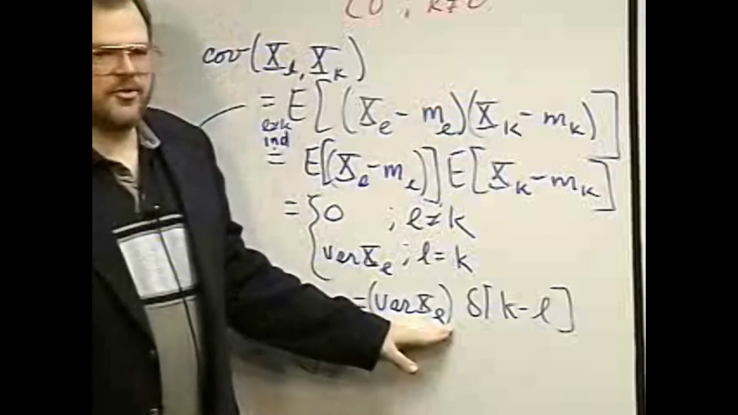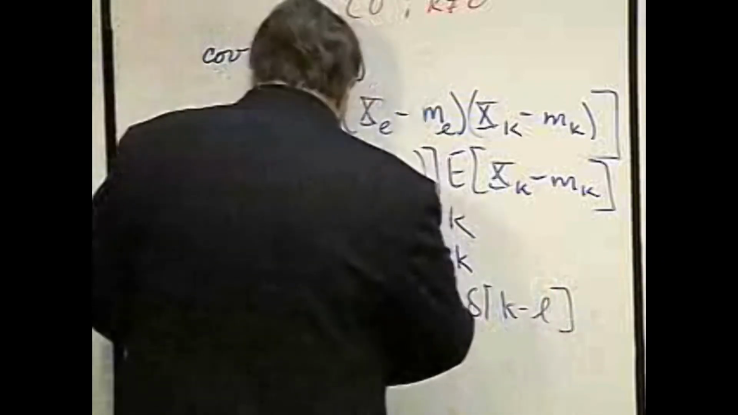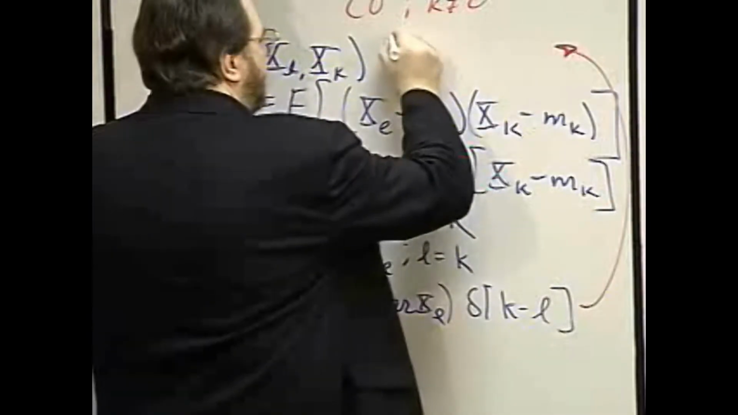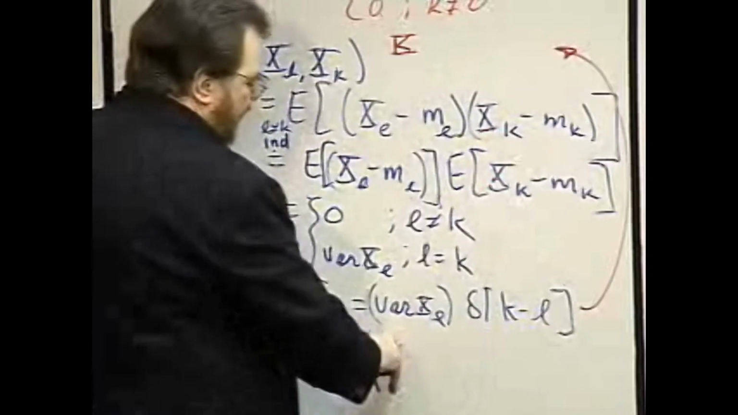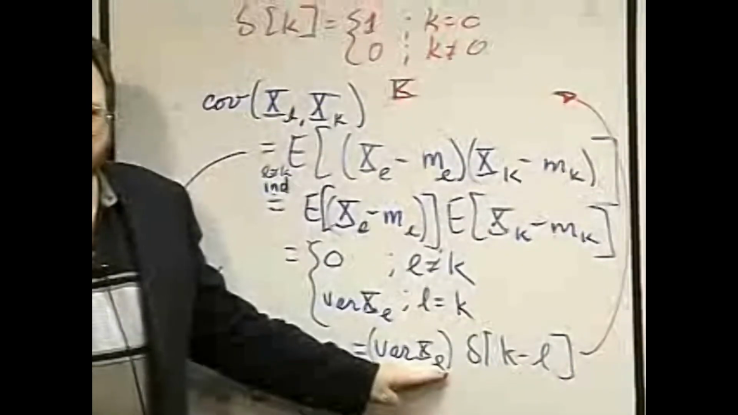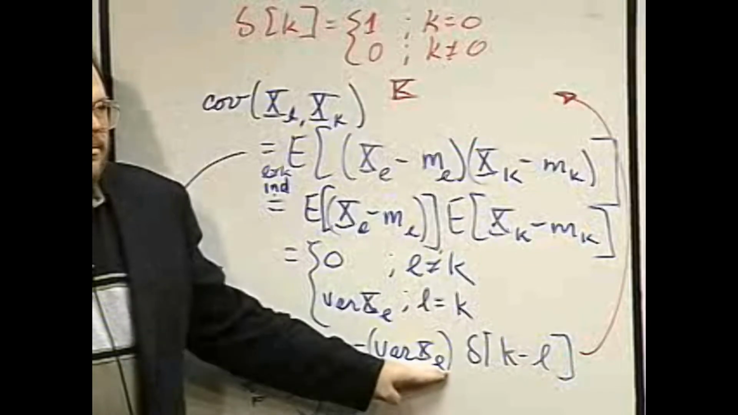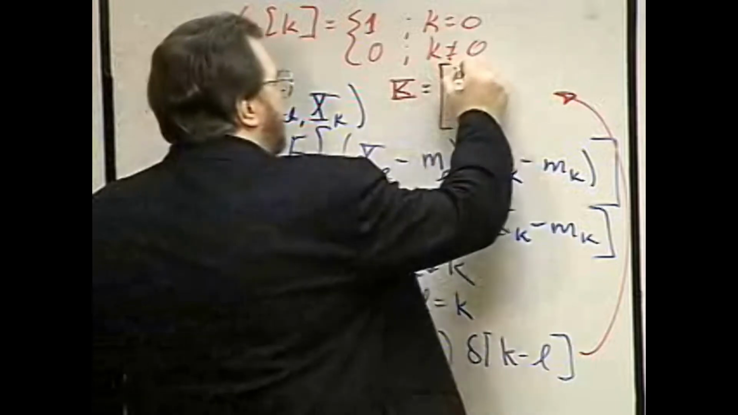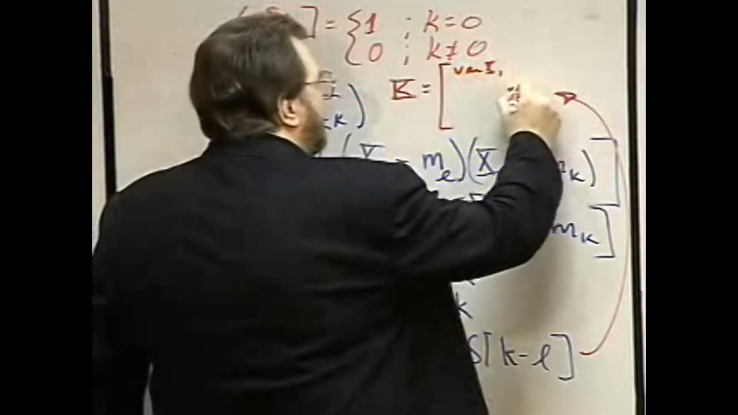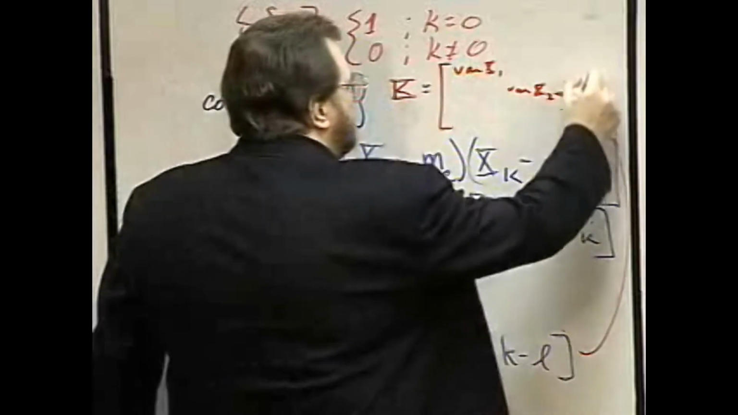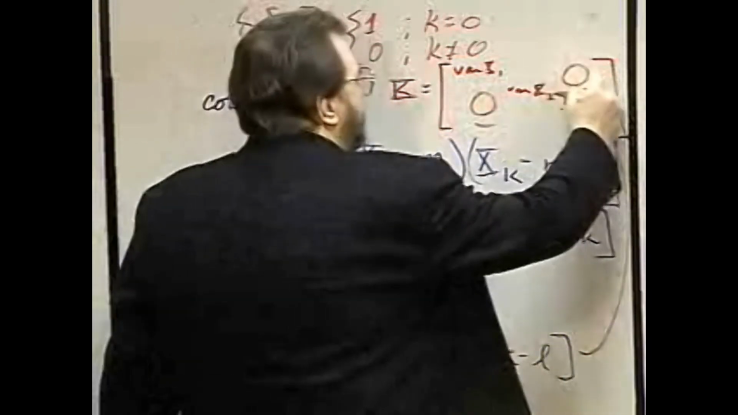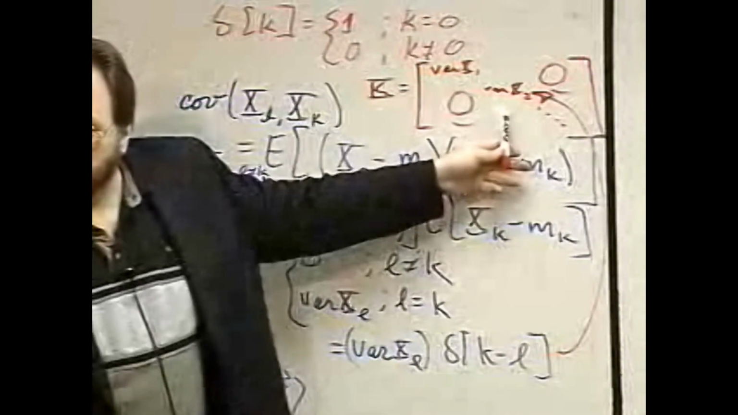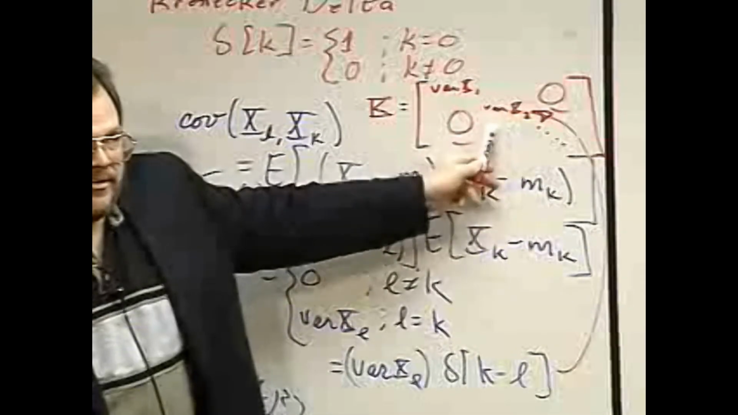What does this mean in terms of the matrix? Recall that the K matrix had this as elements. Well, this means that the diagonal elements are equal to the variance, and all the off diagonals are equal to 0. So this K, which is the covariance matrix, has the variance of x1, the variance of x2, etc., down the diagonal, and 0 all on the off diagonal. One of the nice things about this, it makes it easily invertible, doesn't it? Right? It's a very easy matrix to invert.